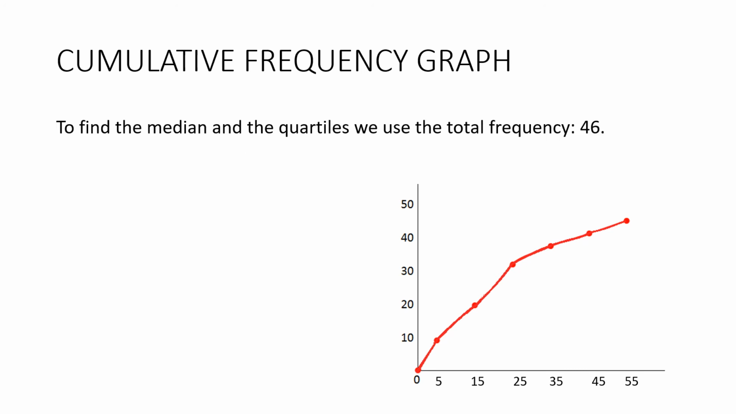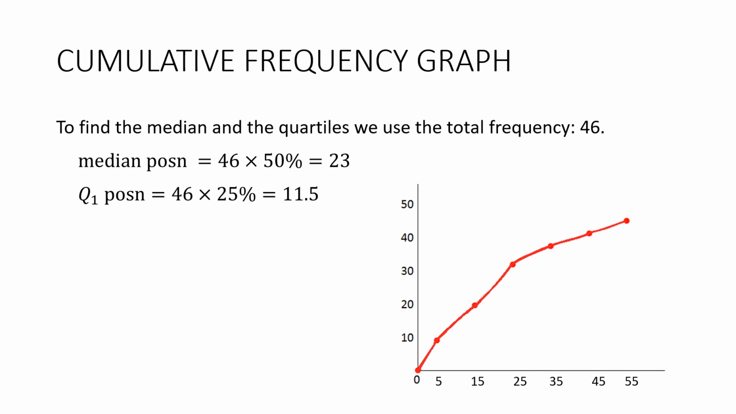And we can use our cumulative frequency graph to find the median and the quartiles. We're going to use the total frequency. So to find the median position, we will just do halfway. 50% of 46 is 23. The lower quartile will be at the 25th percentile, so 25% of 46 is 11.5. The upper quartile will be at the 75th percentile. 75% of 46 is 34.5. And now we just read them off the graph. They are all positions. They're not the answer.